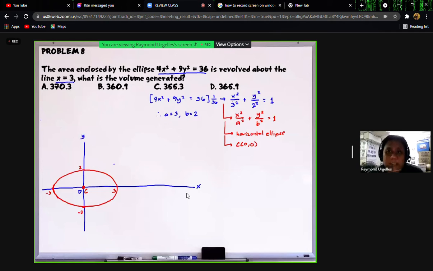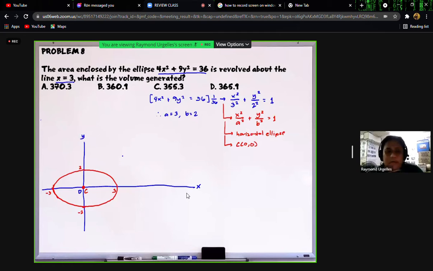Okay? Okay ba? So again, yung ellipse natin is symmetric with respect to x and y axis. No? Okay? So kaya dapat symmetric yung figure natin. Okay? So yan. So meron na tayo ng ellipse, diba?